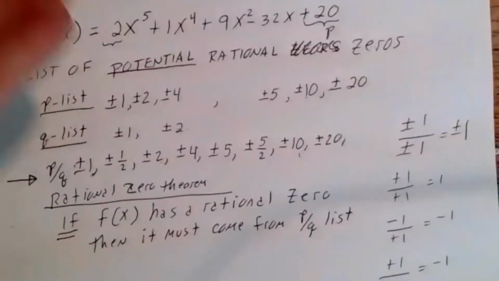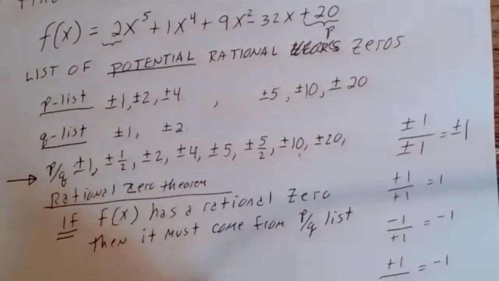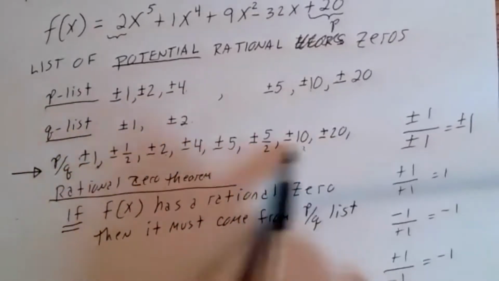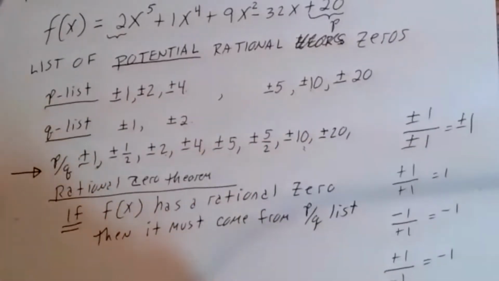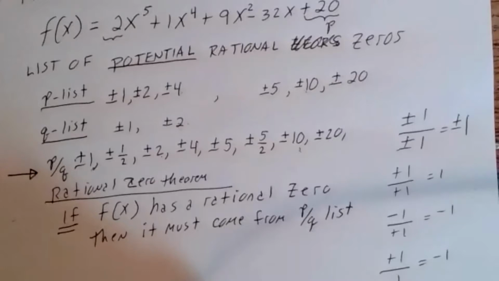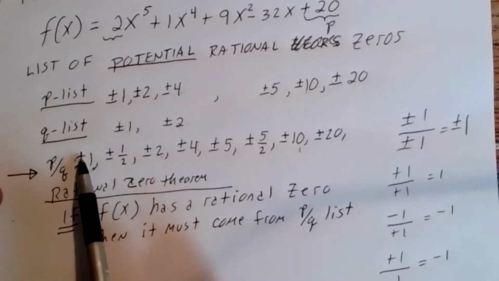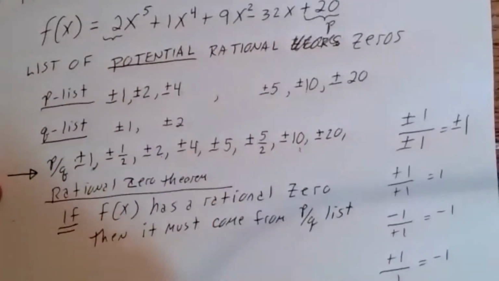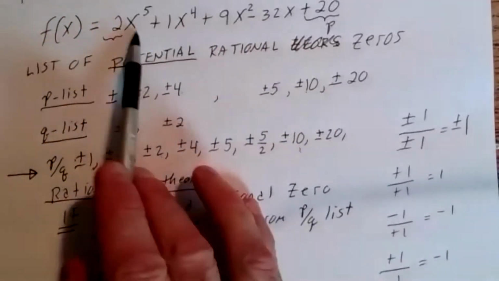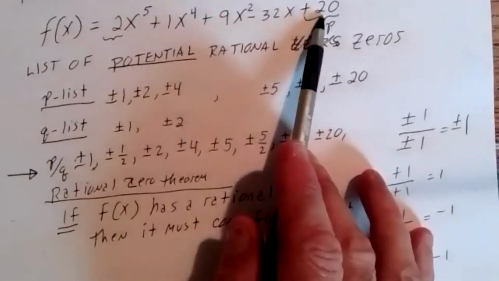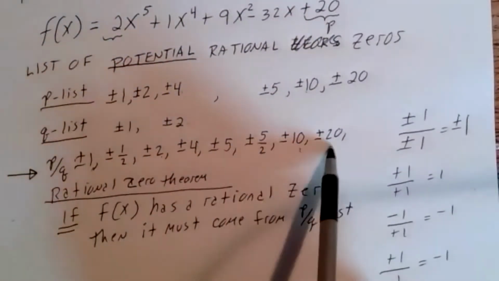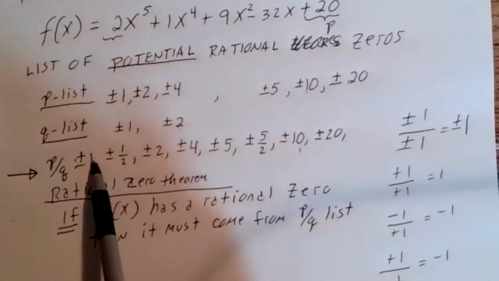Now, how are we going to find these rational zeros of this fifth degree polynomial? All we know is we have a list of potential rational zeros. Well, here's where a little bit of trial and error comes in, ladies and gentlemen. What we need to do is judiciously choose values from this list and see if they are zeros of this polynomial function.